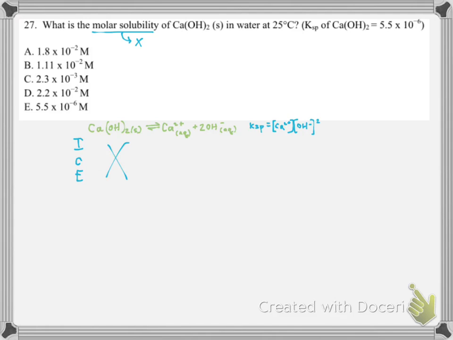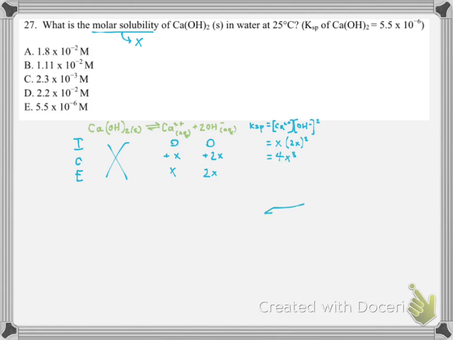Okay, so then we say we start with 0 calcium, 0 hydroxide. We gain 1x for the calcium. We gain 2x for the hydroxide. And then we can take that equilibrium row, put it into our KSP expression. So we'll have x for the calcium, 2x for the hydroxide squared. And this simplifies down to 4x cubed.